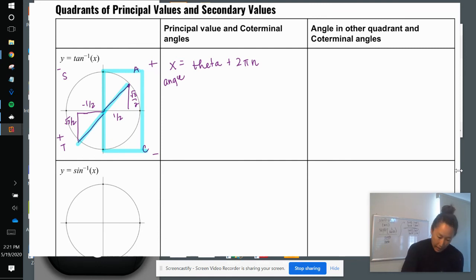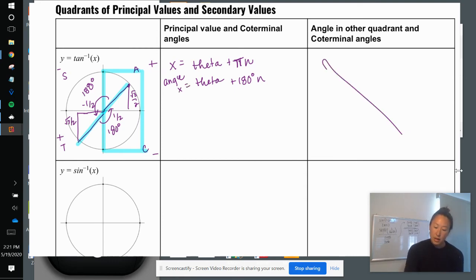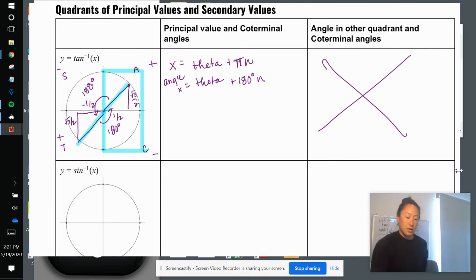So I can just add 180 degrees to get to the next answer. So for tangent, we actually don't use 2 pi n. We just say plus pi n or plus 180 degrees times n, depending on if you're in radians or degrees. Okay, so we don't need a secondary equation, whatever your principal value is.